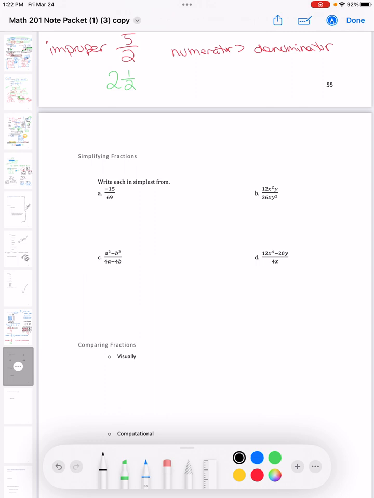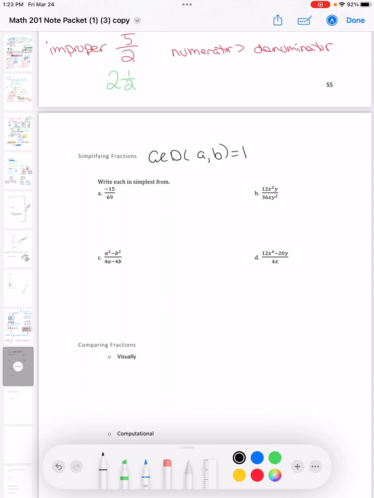So when we're simplifying fractions, technically, the GCD of the numerator and the denominator has to be 1. That means that they don't have any factors in common. The numerator and the denominator have no common factors. That's what it means to be in simplest form. So if you look at our first example, that negative 15 and 69, there is a factor that they both have in common. Both of those numbers have 3 as a factor.